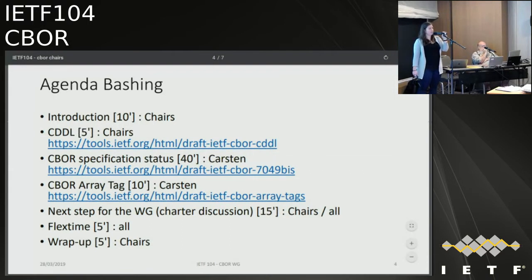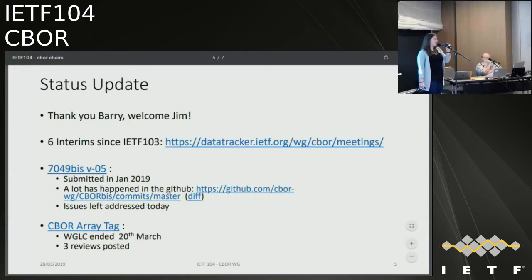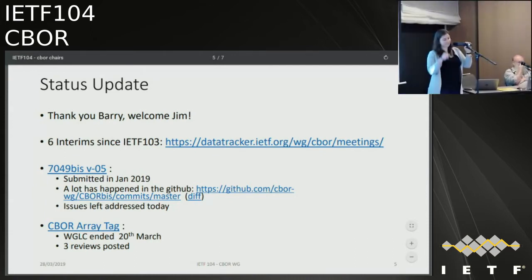So, CBOR Working Group status update. First of all, we have a new co-chair. Thank you, Jim, for taking the role. And thank you, Barry, for the service. We've had 6 interims since IETF 103. They were, I think, very useful. You can see all the minutes and slides in the CBOR meetings in the data tracker. So take a look at that.